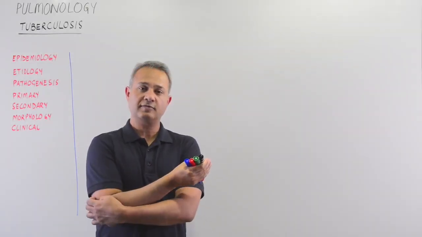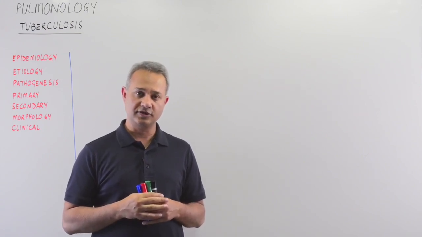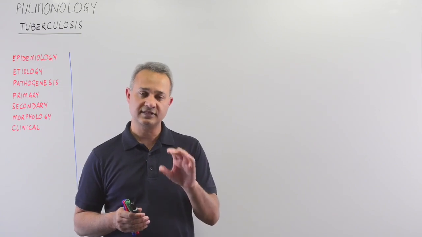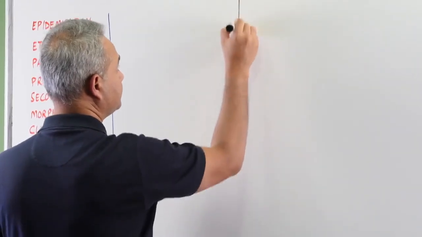Okay, so guys, we're talking about the respiratory system pathology, and the topic is tuberculosis. Now we are doing the second part of it, and that is the secondary tuberculosis. So the secondary tuberculosis, let's make the structure here.